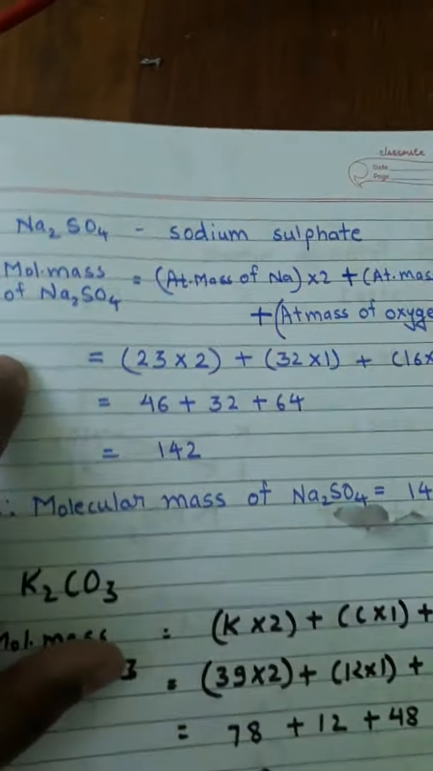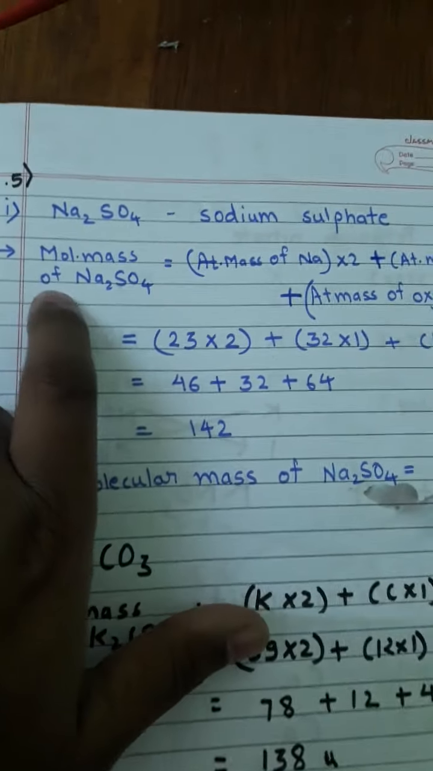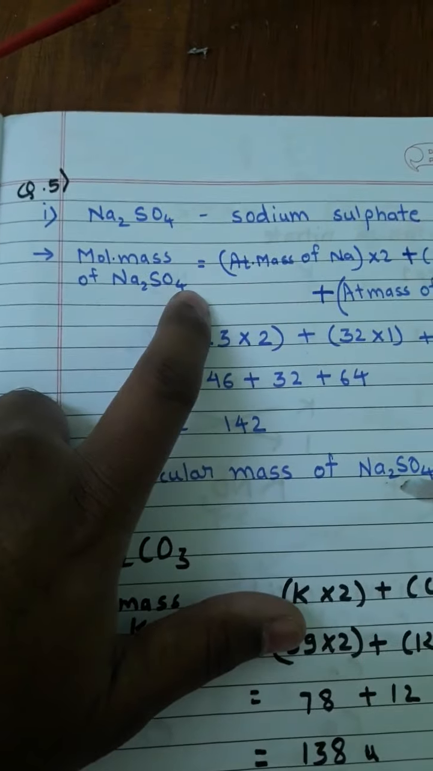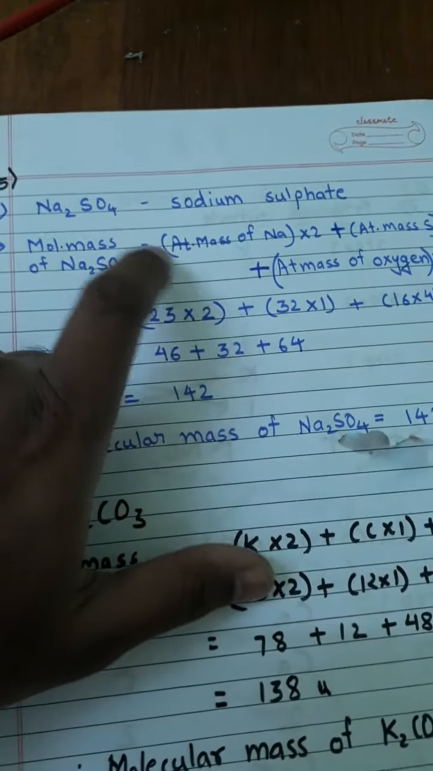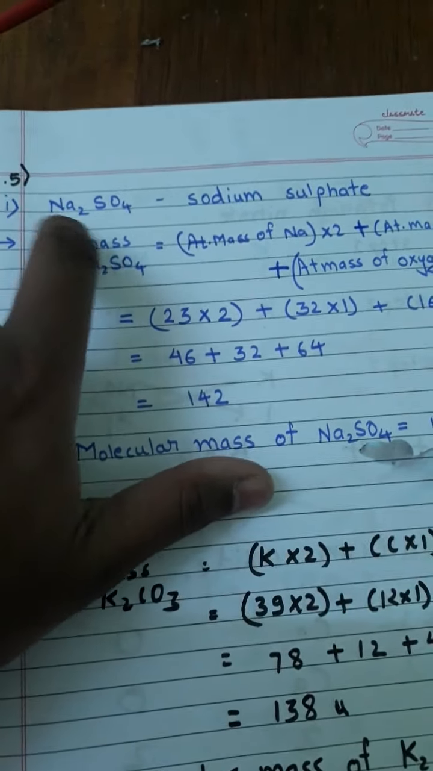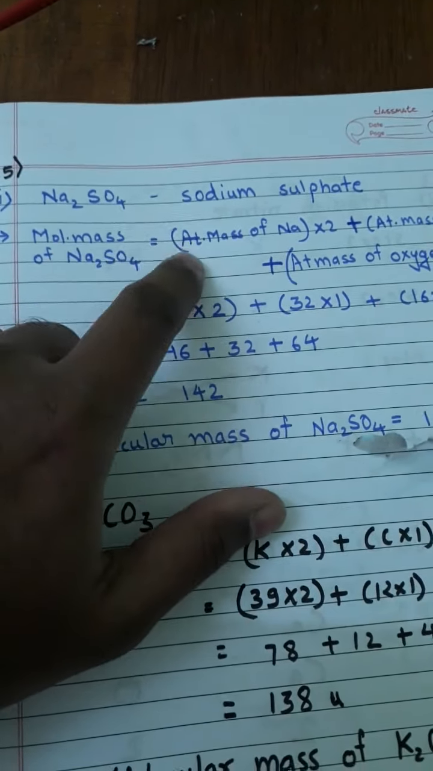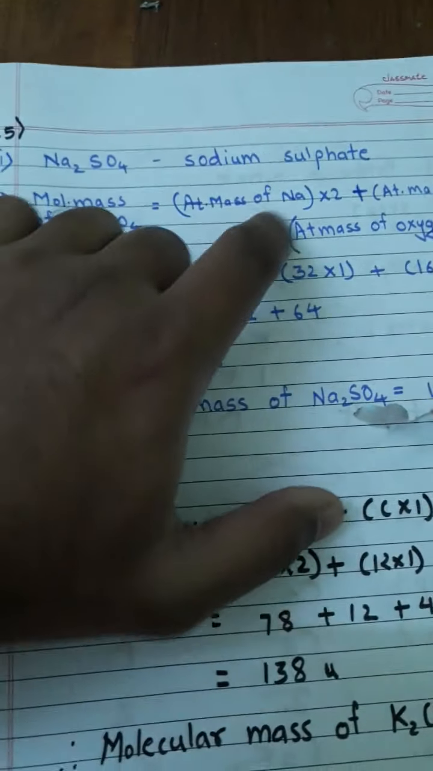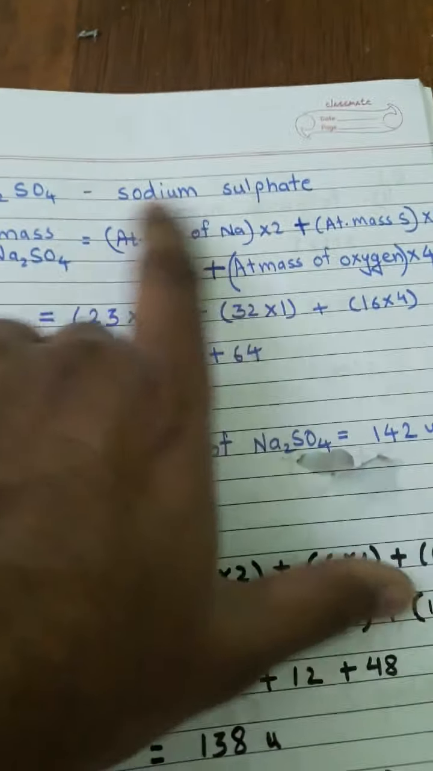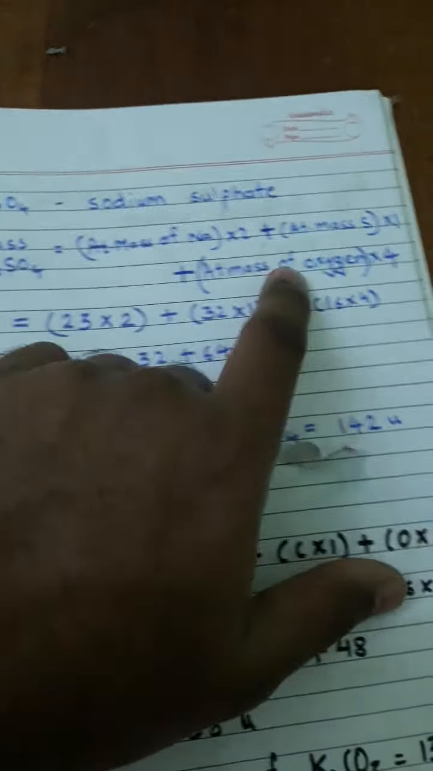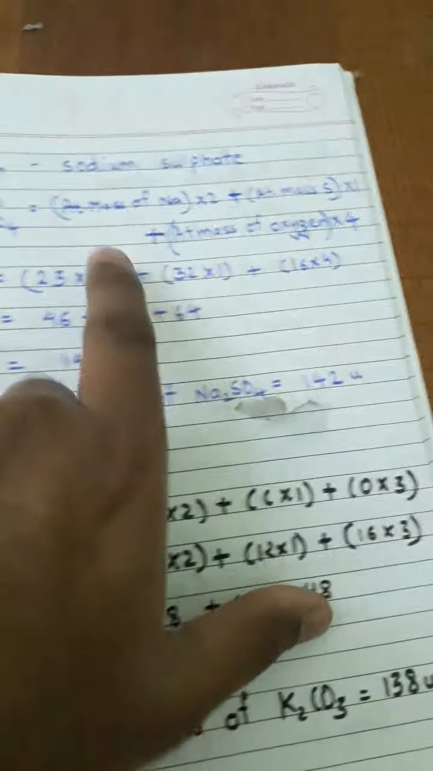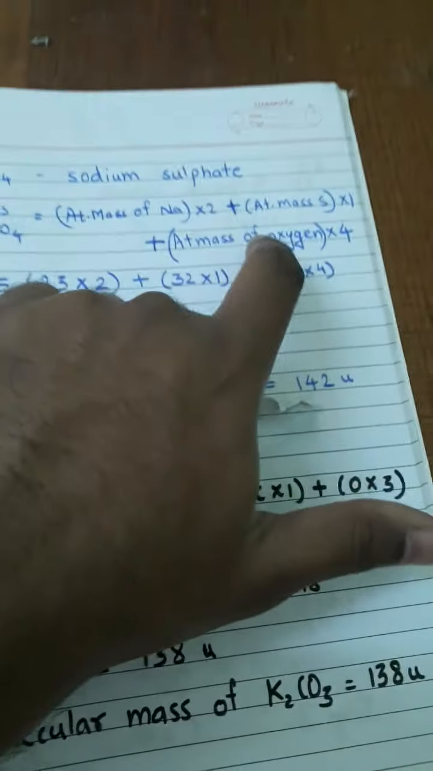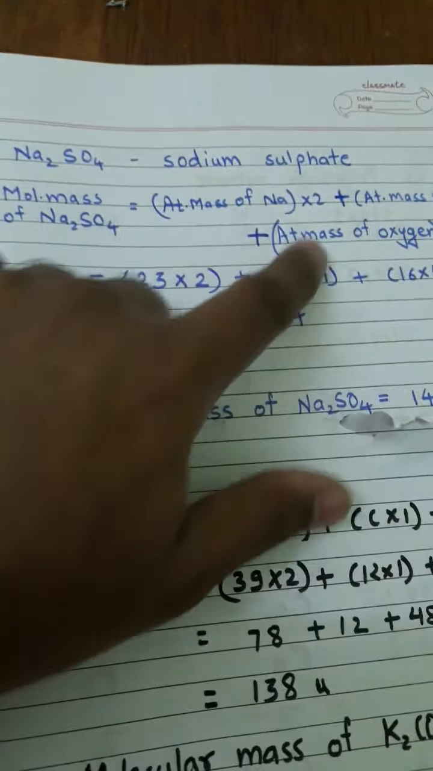See, the first one is sodium sulphate. For calculating sodium sulphate molecular mass, you have to take the atomic mass of each of the constituent elements in this compound. So first is sodium, and how many sodiums are there? 2. So atomic mass of sodium into 2. Then how many sulfurs are there? 1. So atomic mass of sulfur into 1, plus how many oxygens are there? 4. So atomic mass of oxygen into 4. Now you have to add all this.